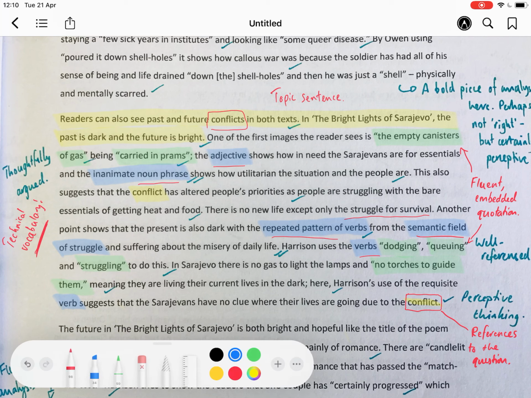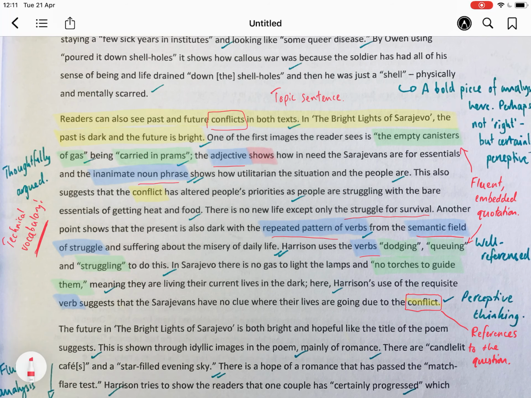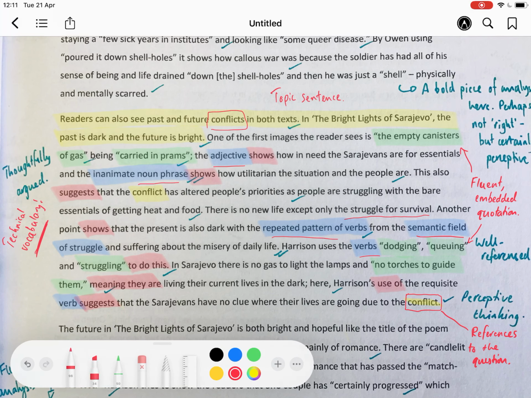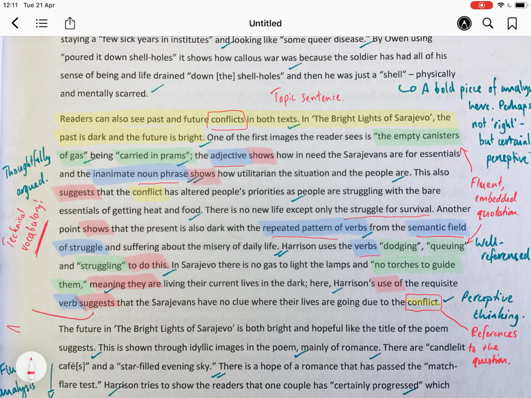Okay. Notice also how this student is analysing all the time. The adjective shows. The inanimate noun phrase shows. It also suggests. Shows. Harrison uses the verbs to do this, meaning they are and so on. Harrison's use of suggests. So there's this analytical vocabulary being used all of the time as well. You'll notice that analytical vocabulary is almost always linked in with the technical vocabulary. The verb suggests, the noun phrase shows, the adjective shows. So that's happening all of the time.